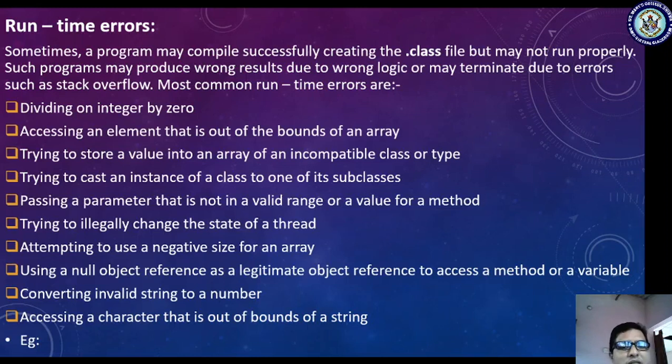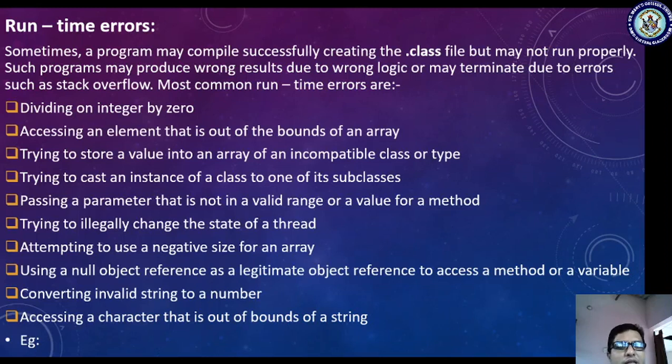Trying to cast an instance of a class to one of its subclasses. An instance of a class means an object, right? So this is improper accessing. If you try to access improperly, it gives a logical error. Passing a parameter that is not in a valid range or value for a method. Whatever parameter you supply to your methods may not be in a valid range. If it is not in a valid range, it also gives a logical error.